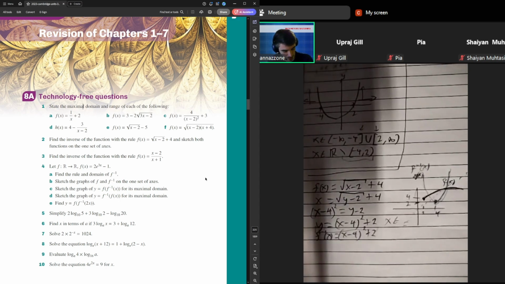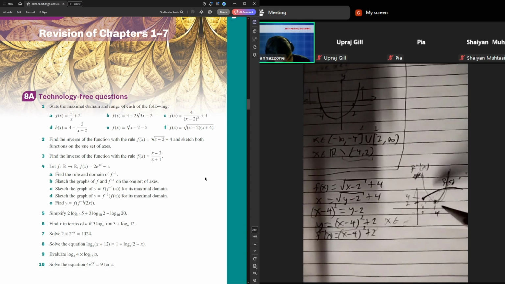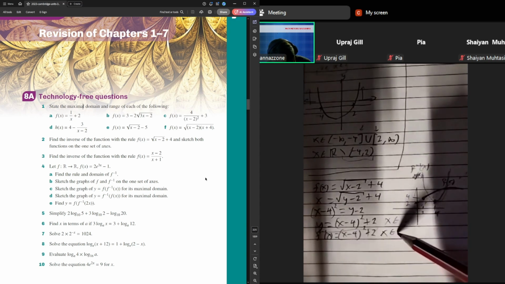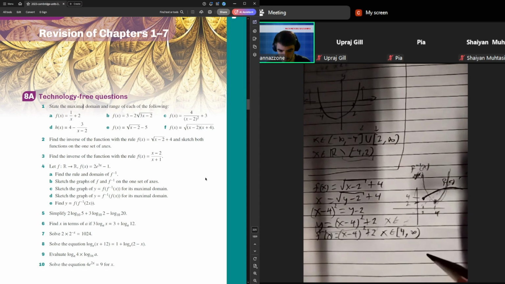So one way of figuring out the new domain of your inverse is simply to sketch and then look at which one you actually want to keep. Which one would make this work? And to make this work, you'd have to restrict your domain from 4 to infinity for the inverse. So your inverse therefore has 4 to infinity, inclusive. That's one way of doing it.